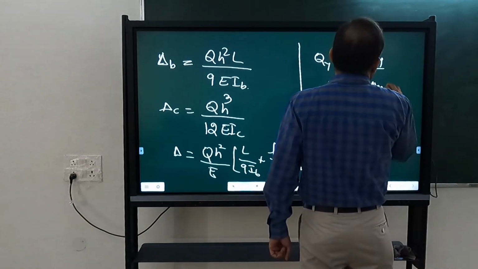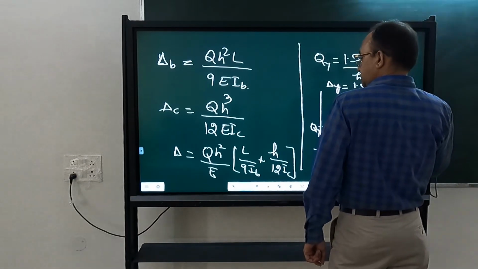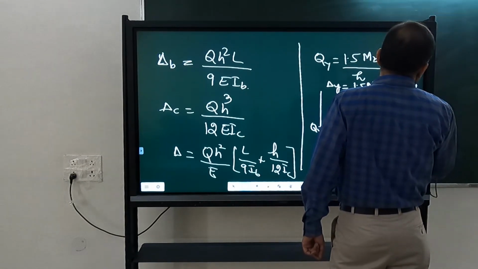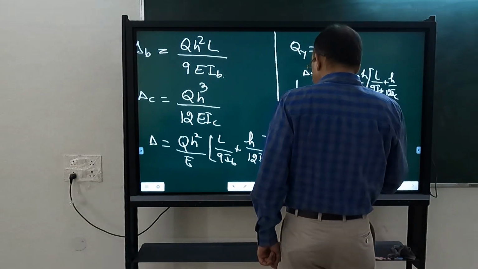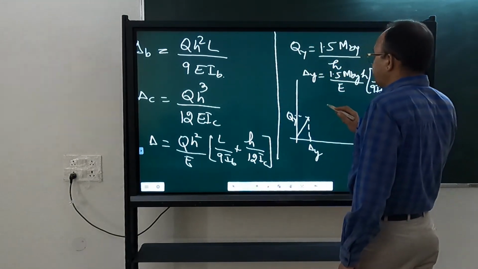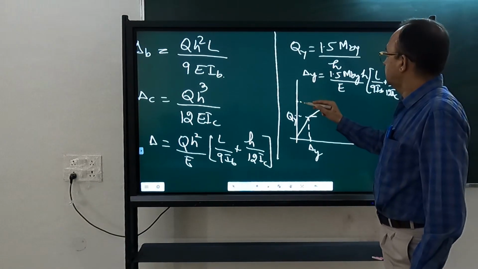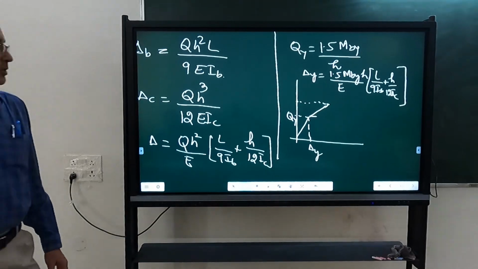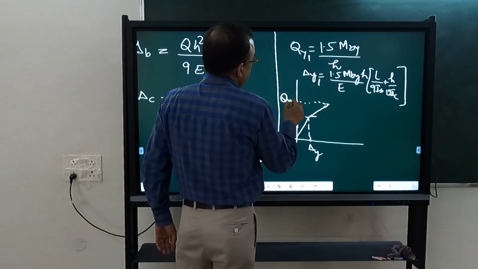So it will be 1.5 MB by H over E, L over 9IB, H over 12IC. So here my curve will not become flat from here. Still, it can take more. Let me call this QY1 and this QY2.